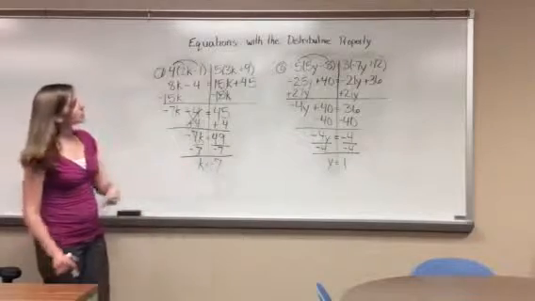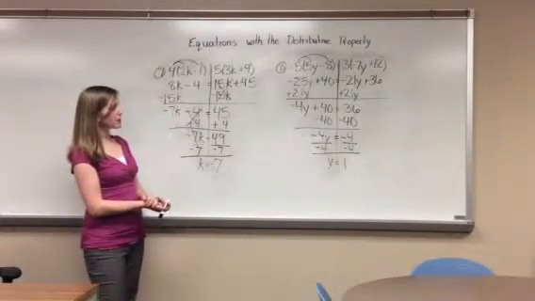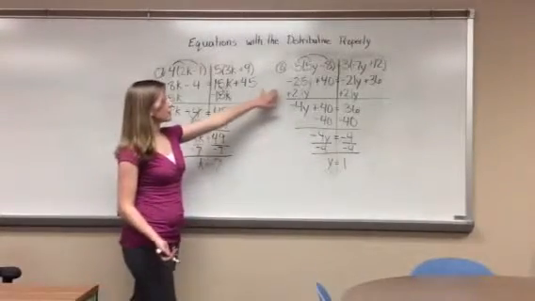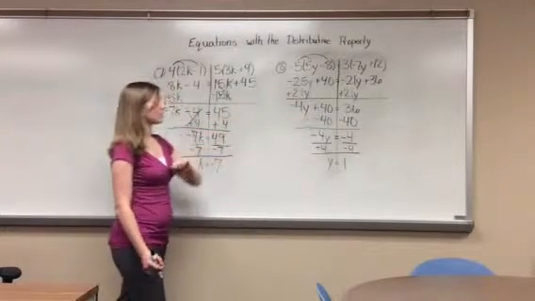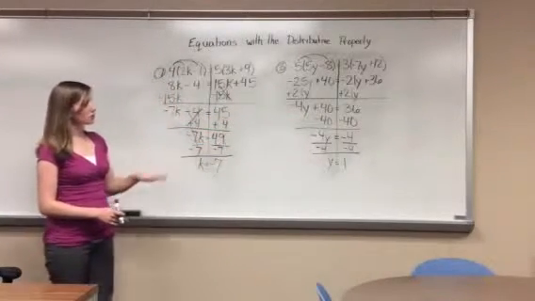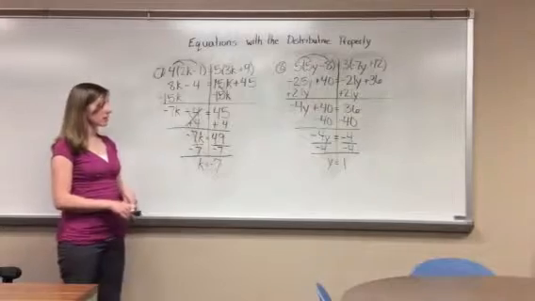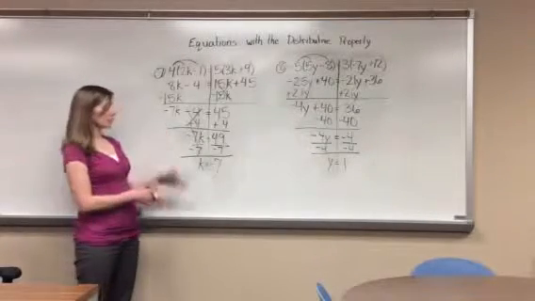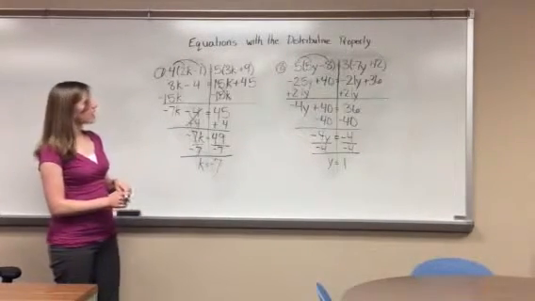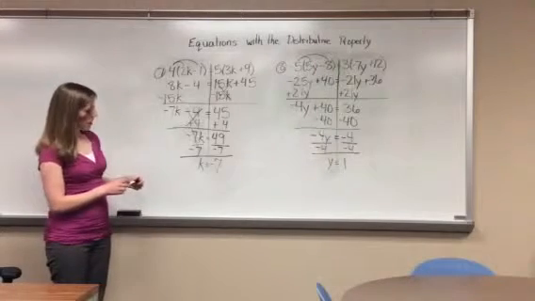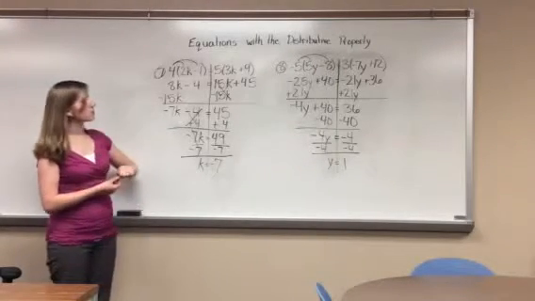And then for number 8, again, I did the distributive property first, got the letters together on the left side, the numbers together on the right side, and then divide. You should get that y equals +1. Again, if you did not, go ahead and check your work with mine. At this point, we're done with our lesson on equations with the distributive property.